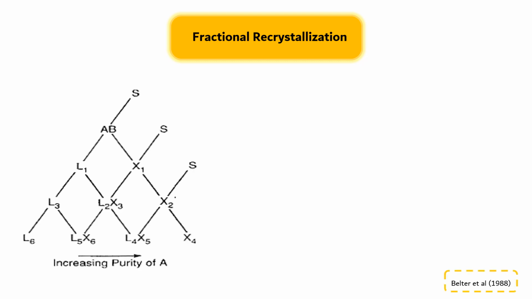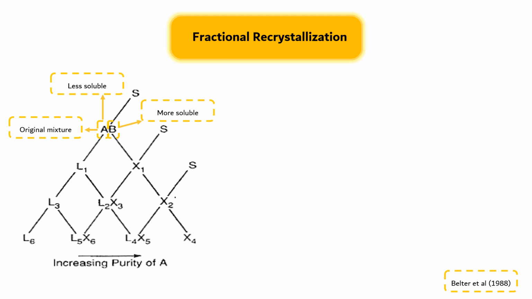A better use of the mother liquors can be made with a triangular scheme as shown in the figure. AB represents the original mixture. By convention, A is taken as the less soluble solute and B is assigned to the more soluble solute. The AB mixture is dissolved in a small amount of hot solvent and cooled to produce crystals X1 and mother liquor L1. After the crystals are separated from L1, they are redissolved in a small amount of fresh hot solvent to produce a new crop of crystals X2 and new liquor L2.